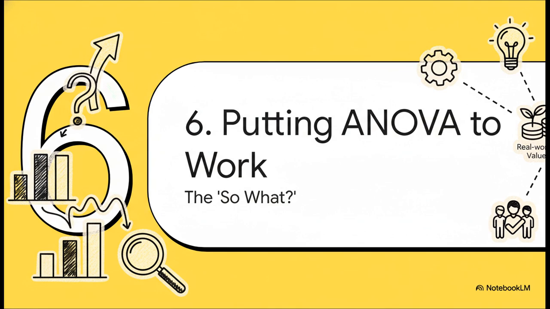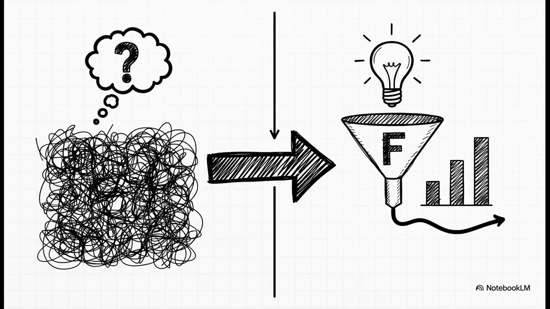Okay, so we've covered the why, the what, and the how, but now we get to the most important question in any analysis. So what? Why does any of this matter? How do we turn this stat speak into actual value? Look, here's the bottom line. ANOVA gives you a rock-solid, structured way to compare multiple options and know if the differences you're seeing are real. It takes you past gut feelings, past just eyeballing averages in a spreadsheet. It tells you if what you're seeing is a real signal or just random noise. It's the difference between guessing and knowing.